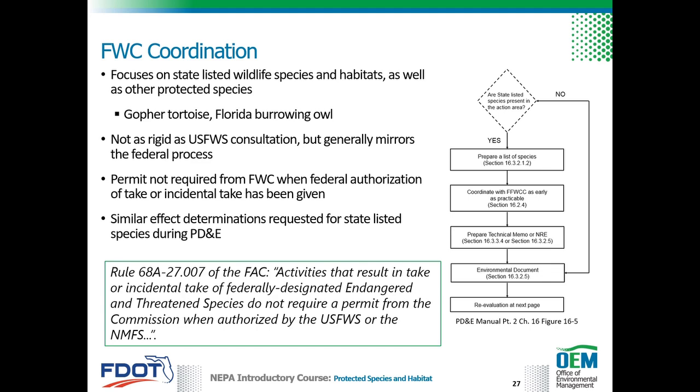The FWC typically requests that effect determinations, similar to those made for federally listed species, be made for state-listed species. The three effect determinations used for FWC coordination are no effect anticipated, no adverse effect anticipated, and potential for adverse effect. Commitments to FWC, such as wildlife crossings or species-specific surveys, are recorded in the environmental document. Species-specific surveys or permitting may be necessary after conclusion of the PD&E phase.